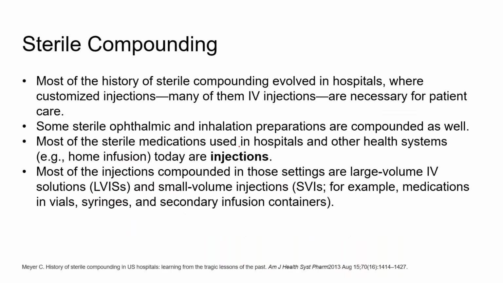So, sterile compounding. Most of the history of sterile compounding involved hospitals, where customized injections, many of them intravenous injections, are necessary for patient care. Some sterile ophthalmic and inhalation preparations are compounded as well. Most of the sterile medications used in hospitals and other health systems, like home infusion, today are injections. Most of the injections compounded in those settings are large volume IV solutions and small volume IV solutions. Some examples of those small volume injections are medications in vials, syringes, and secondary infusion containers.